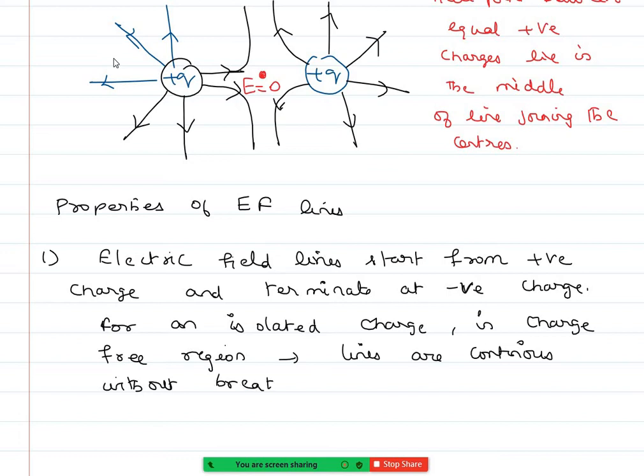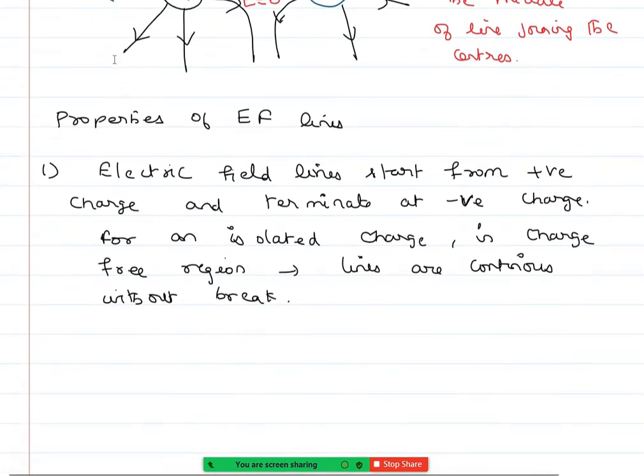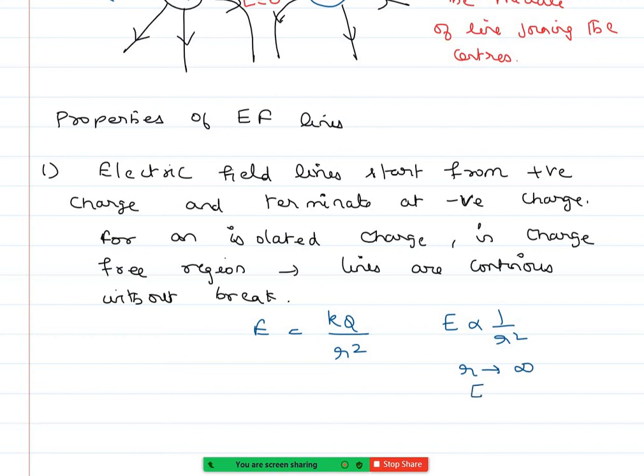This is one important MCQ. In a charge-free region, the electric field due to an isolated electric charge will be continuous without break. What is the reason? You know that electric field is given by kq by r square. So the electric field value is inversely proportional to the square of the distance. Only when r is infinity will the electric field become 0. So the electric field line is continuous without any break when there is no other charge.